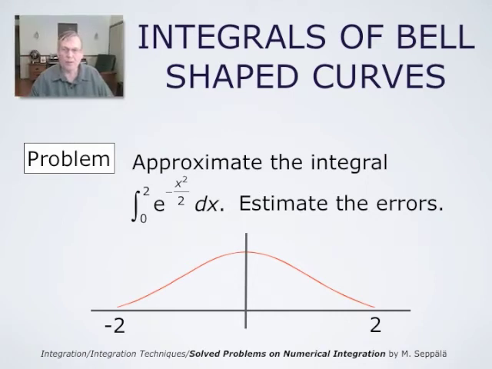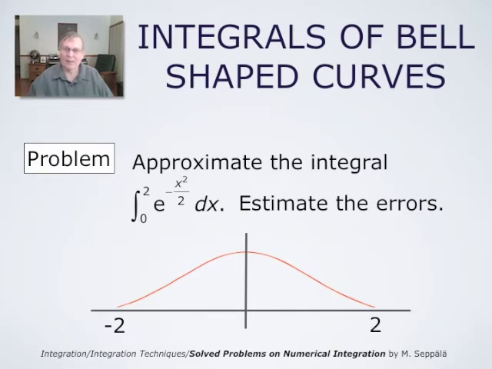In this problem, our task is to approximate the integral from 0 to 2 of e to the negative x squared over 2 dx. And we have to use numeric methods because we cannot compute the precise value of this integral using the fundamental theorem of calculus. This is so because the function e to the negative x squared over 2 does not have an antiderivative that we could express in terms of elementary functions, that is, in terms of functions with which we can compute. Therefore, numeric methods are the only possible methods to approximate the value of this integral.